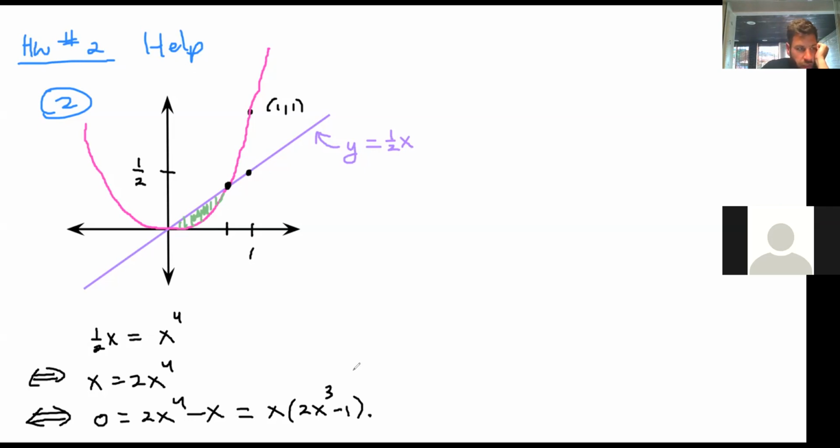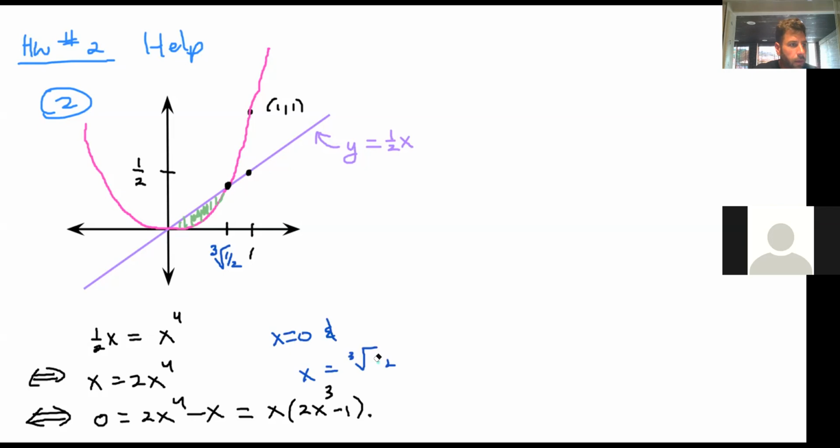But the solution here to this equation, pick a color we haven't used. This number right here is the cubed root of 1/2. And that's the solution to this. So there's two solutions. The first solution is x equals 0, and the second solution is x equals the cubed root of 1/2.